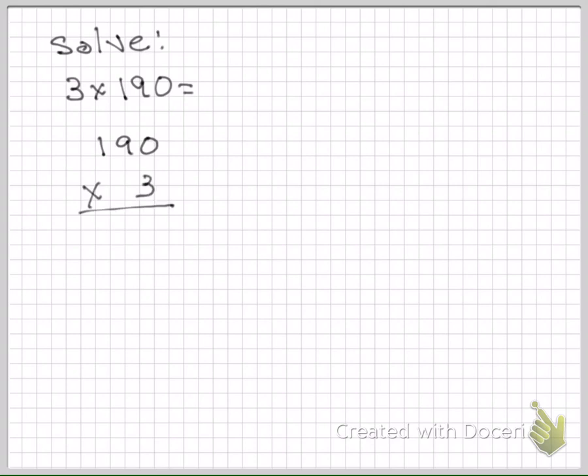Okay, here's what you're going to do today on your own. All right. I want you to solve, but I want you to use the algorithm method. All right, so I'm going to give you, oh, let's do this one. Looks pretty easy. 3 times 190. That's one you have to do. And remember, the algorithm is written like this. So I kind of helped you out there.